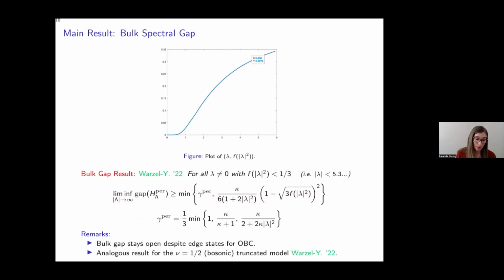So the main takeaway here is that the spectral gap remains open despite the fact that you have these edge states for the model with open boundary conditions. And again, just to reiterate, you can also get an analogous result for the 1/2 filled model, which is a bosonic model and corresponds to the p = 0 model, or pseudopotential.